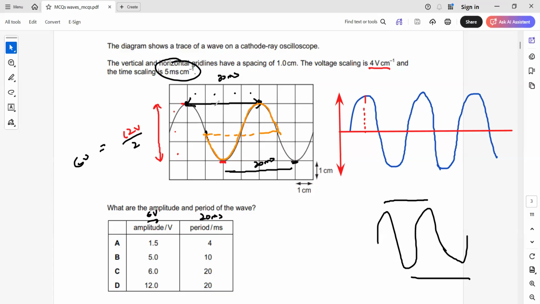But because the crests are easy to identify on the CRO, the cathode ray oscilloscope, if it lies on the grid, it makes it much easier to recognize. That's why we prefer the grid here. Like we prefer the peaks, or the crest, or the trough. Is it clear now? Yes, sir.